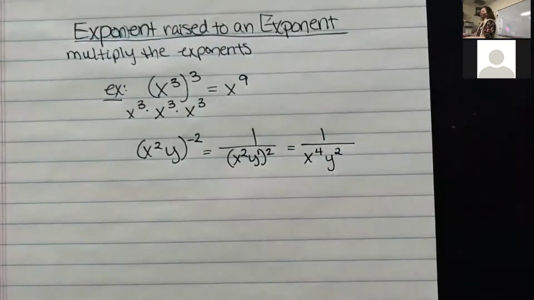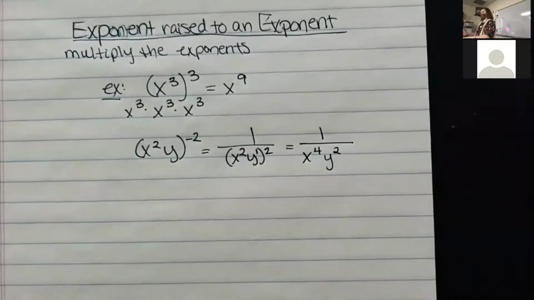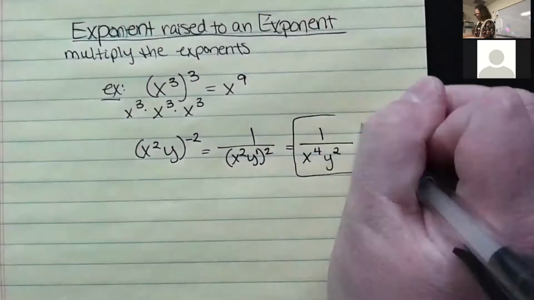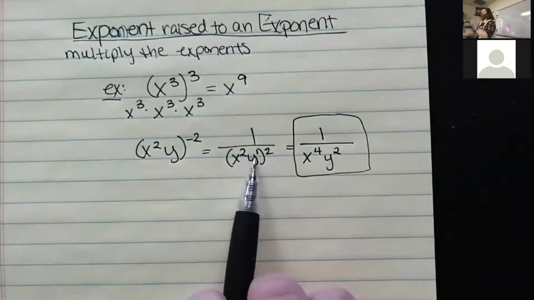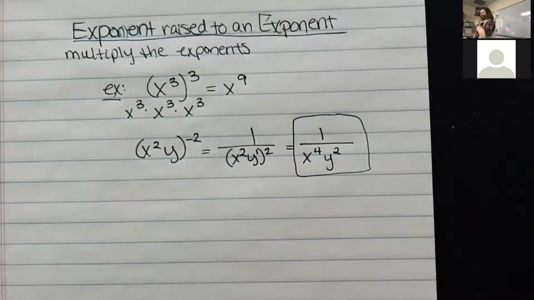Why are you laughing at the 4? That's the answer. Yeah. There's technically a 1 next to the y. There is technically an exponent of 1. You have to draw in your invisible ones.